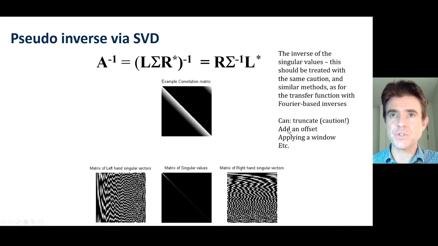We can add an offset to the inverse along the diagonal of that singular value matrix. You can do a kind of Hamming window. You can truncate, but obviously you've got to be careful with abrupt truncations, just like you have to be careful in the Fourier domain with abrupt truncations, because you get ringing effects if you suddenly cut off use of some of the singular vectors, or in the Fourier case, some of the eigenvectors, some of the Fourier basis vectors, so you do need to be careful with sudden truncation.